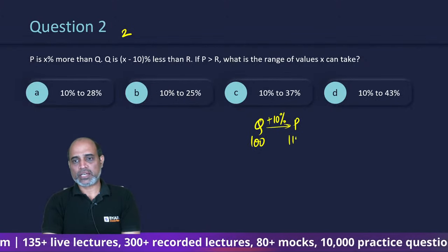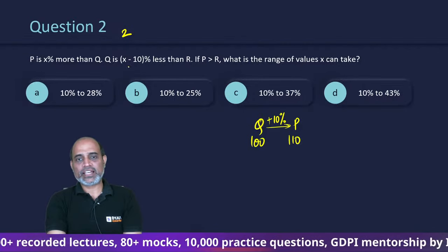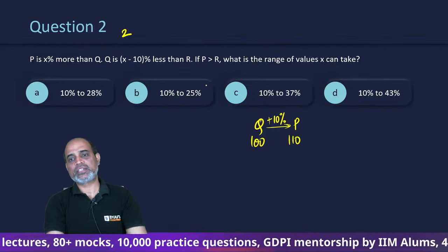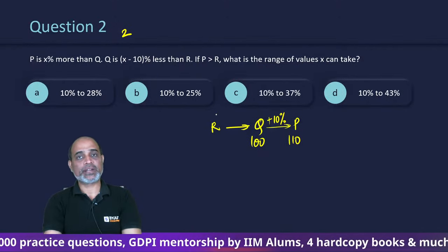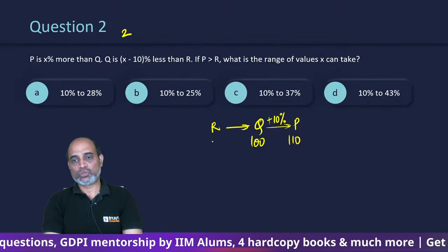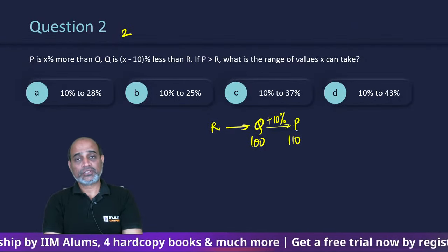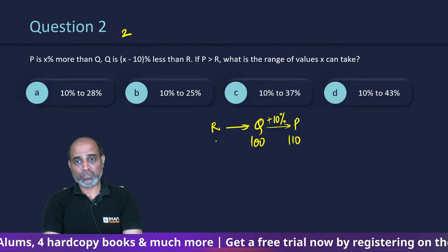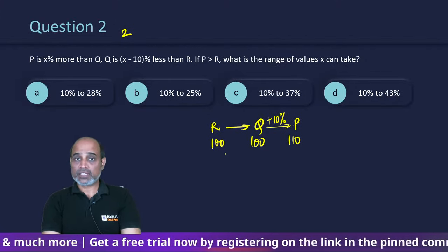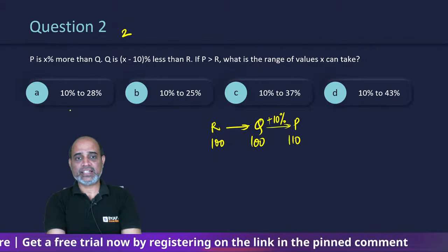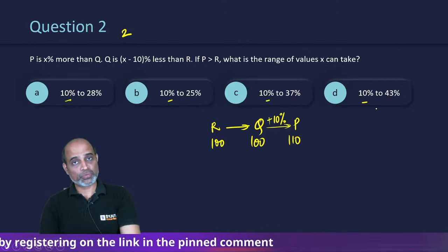So this becomes 110. And then it is given that Q is X minus 10% less than R. So R जो है वो हमारा X minus 10% less है. So if I have taken X as 10, so X minus 10 will become 0. So R is also 100. P is greater than R. Yes. So can we say X can take 10%? Okay. ये तो सारे options में है.